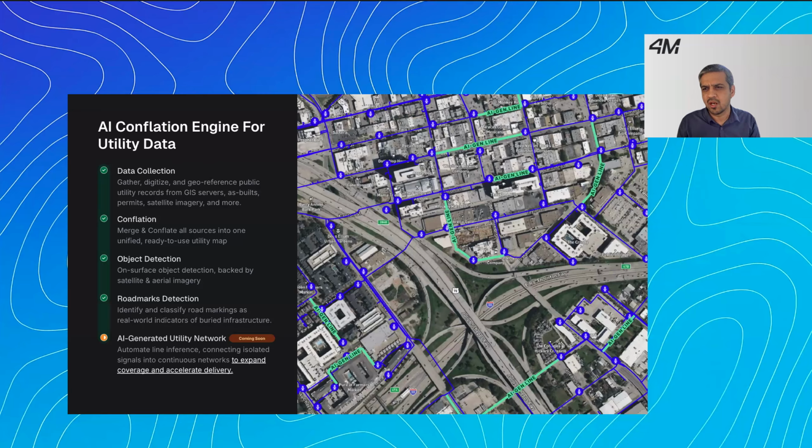And we are also working on an ability for AI to generate lines based on the evidence. Those pieces of evidence are road marks, on-surface objects, and so on and so forth. So these lines were never present in any public record. When I jump to the product demo, we'll talk about scenarios like that. So this is the AI conflation engine.